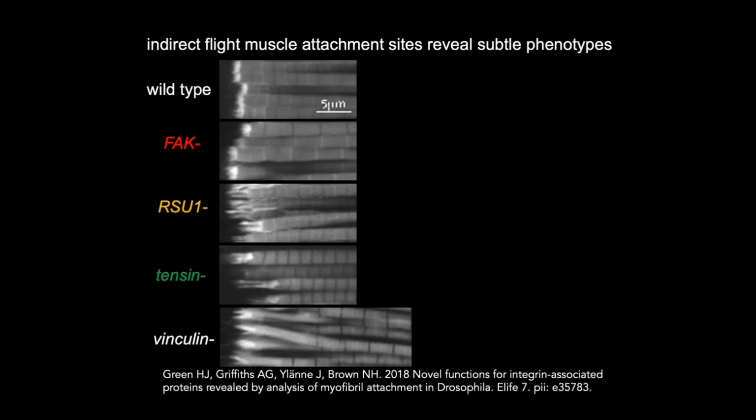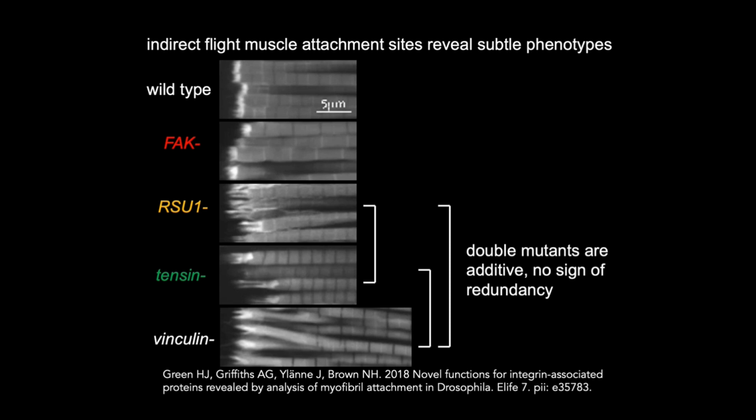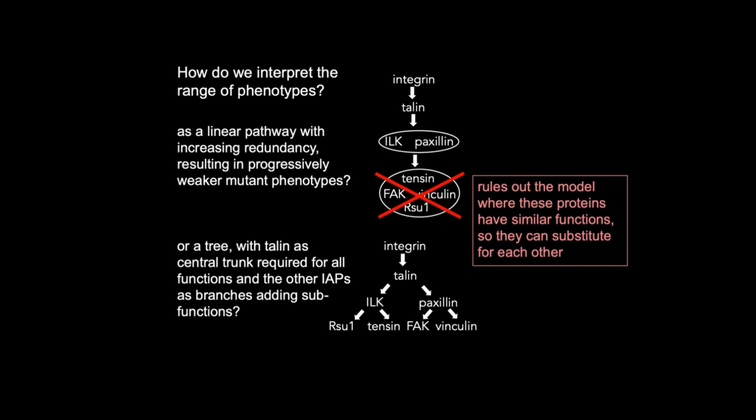And this shows that we could actually identify rather subtle defects, some stronger than others. This one is slightly bigger than in the wild type in all these different mutants. So that was good. It showed they weren't perfect, that these proteins are doing something, but you have to look harder to find them. But then when we made double mutants, we saw no sign of redundancy. We just got the phenotype of adding those two defects together, whereas if they were sharing some other major function, then you would expect it to get much worse. So that nixed that model.